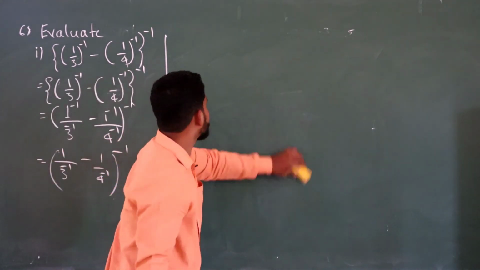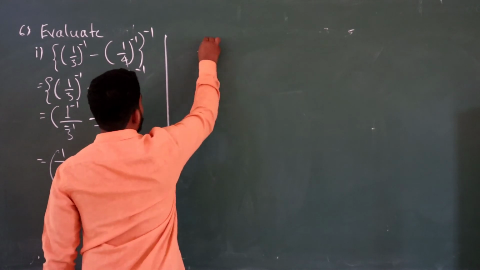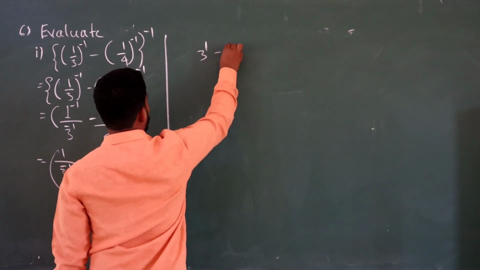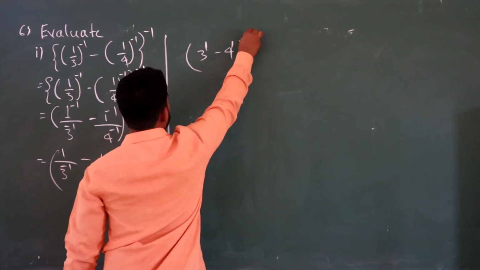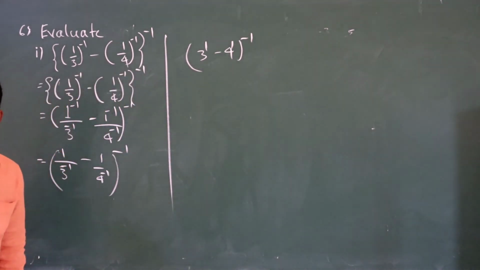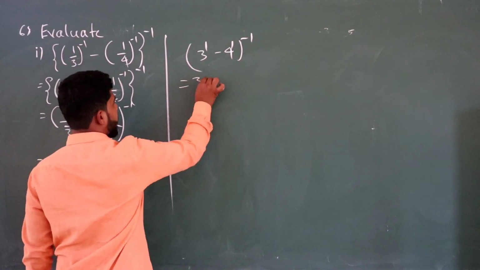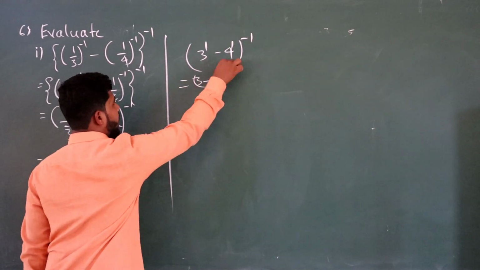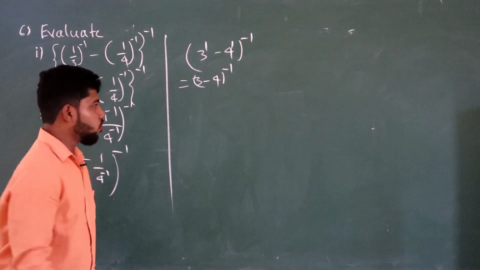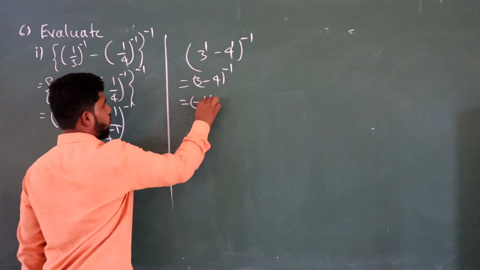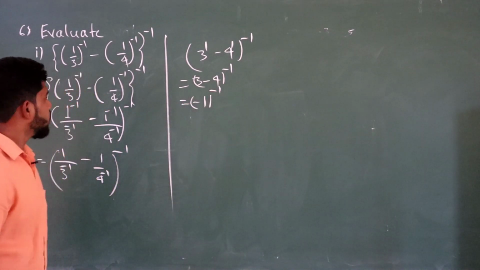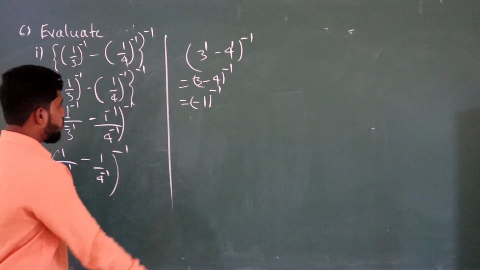Now, (3^1 - 4^1) whole to the power of minus 1. If a number is raised to 1, the answer stays the same, so 3 minus 4, whole to the power of minus 1. 3 minus 4 is equal to minus 1. Minus 1 whole to the power of minus 1.